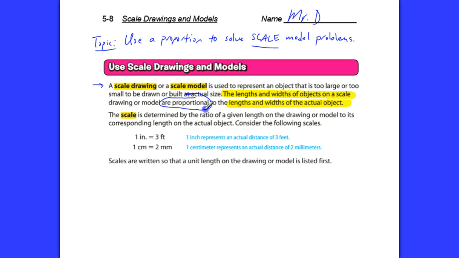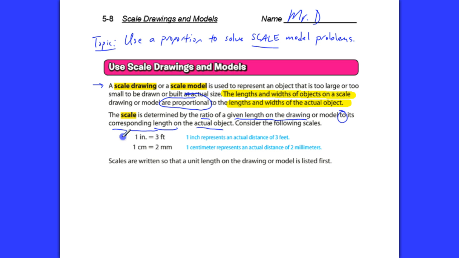The scale is determined by the ratio of the given length on the drawing or model to the corresponding length of the actual object. Okay, sounds more complicated than it really is.